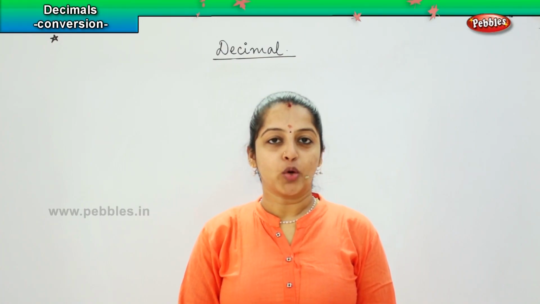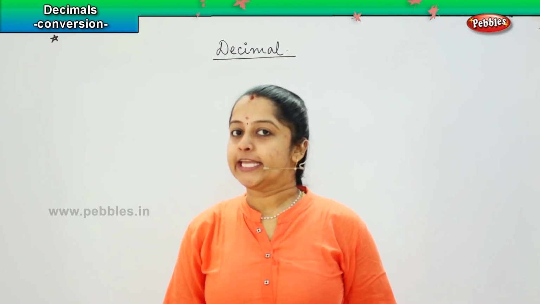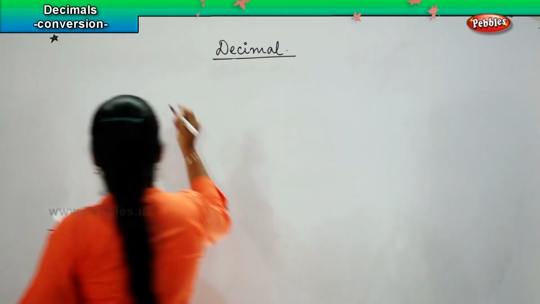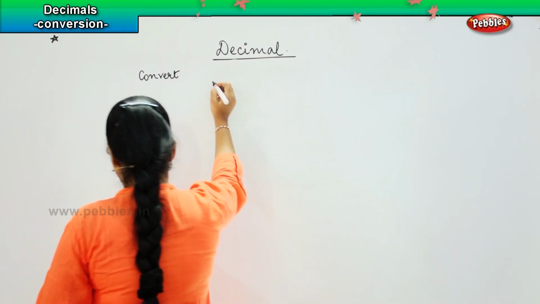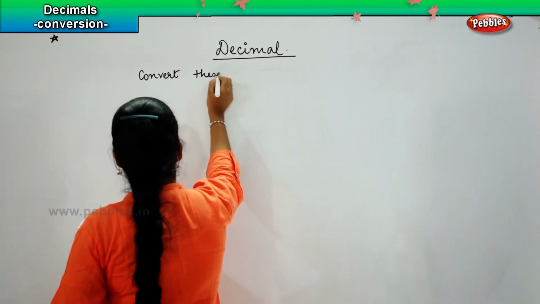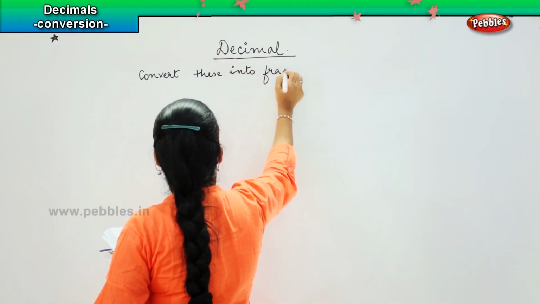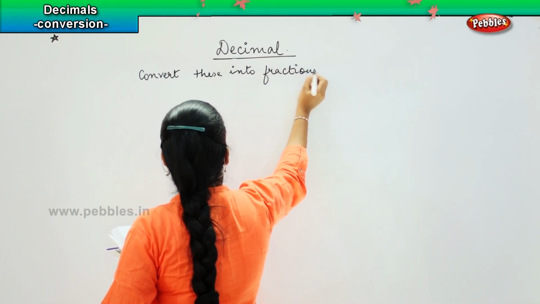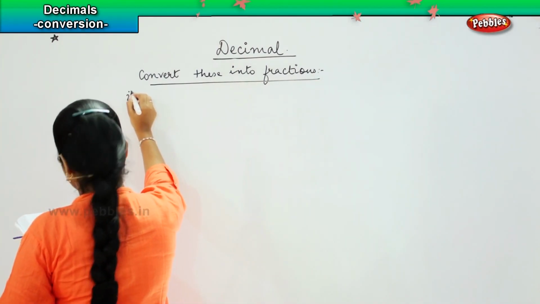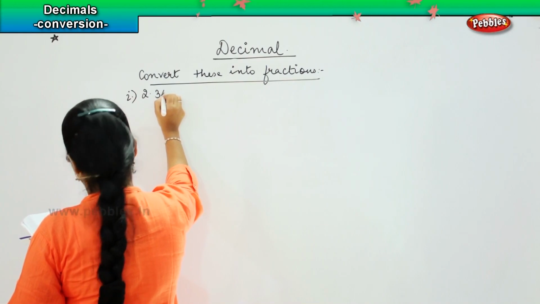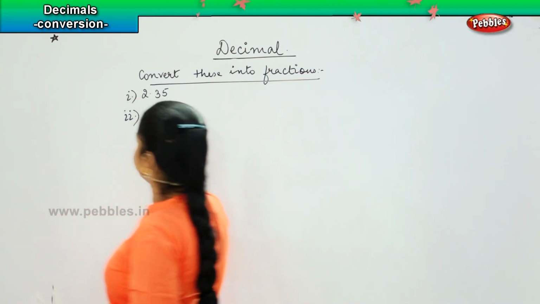To make the concept more clear, we shall do some practice questions. So are you all ready, children? So now here I give you a question. It says convert these into fractions. Okay. So if you remember, we had already done fractions before, right? So now the number given here is 2.35. Okay. So how will you convert this number 2.35, children?